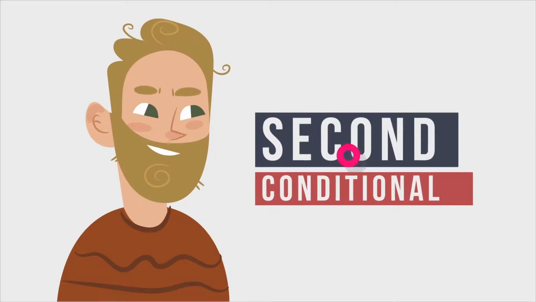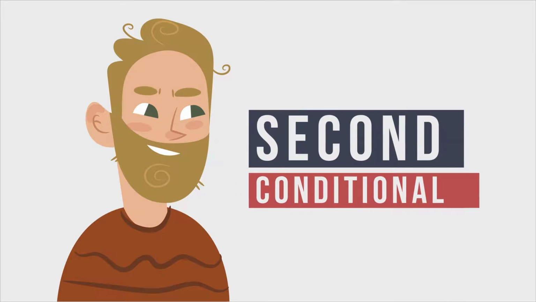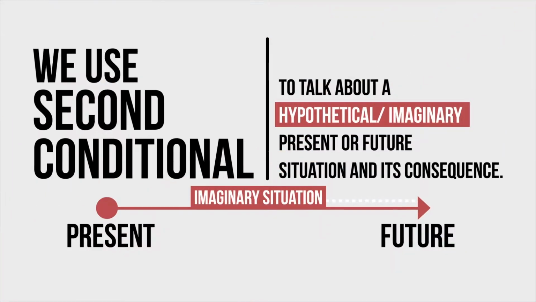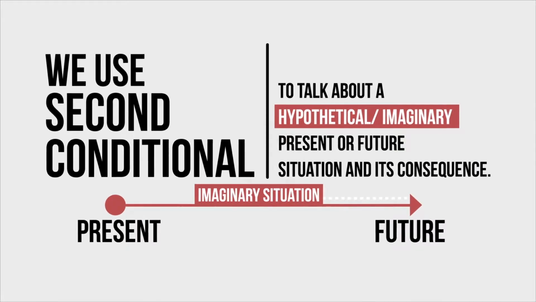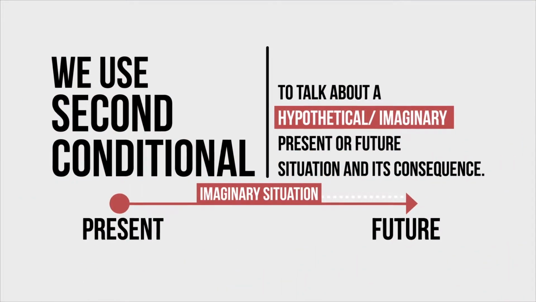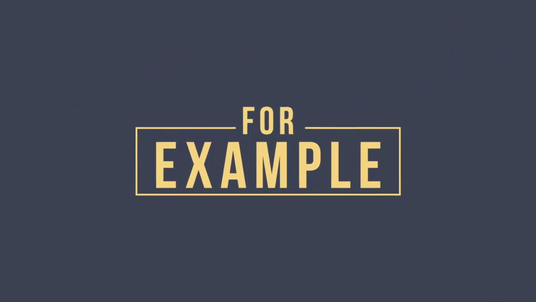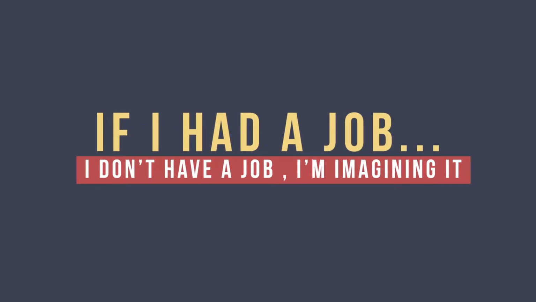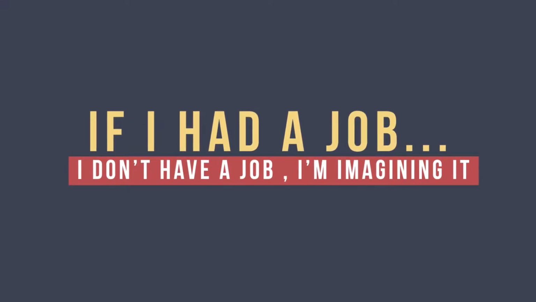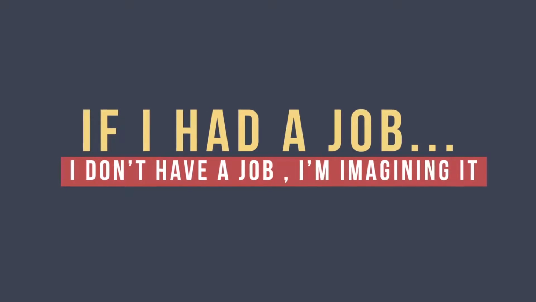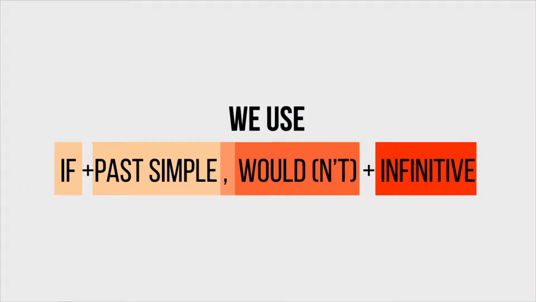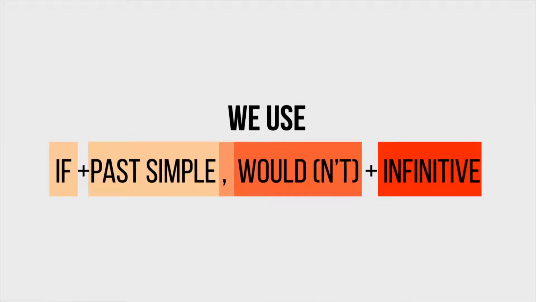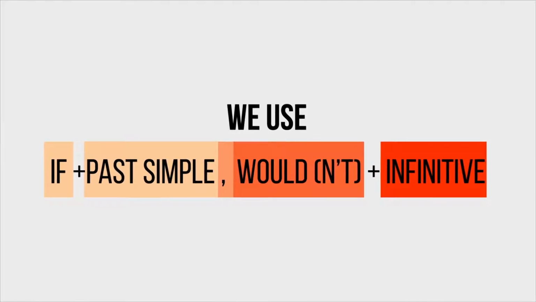The second conditional. We use the second conditional to talk about a hypothetical or imaginary present or future situation and its consequence. For example, if I had a job. This means I don't have a job, I'm imagining it. We use the past simple after if, and would or wouldn't plus an infinitive in the other clause.